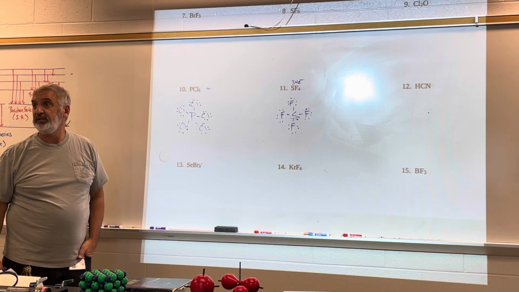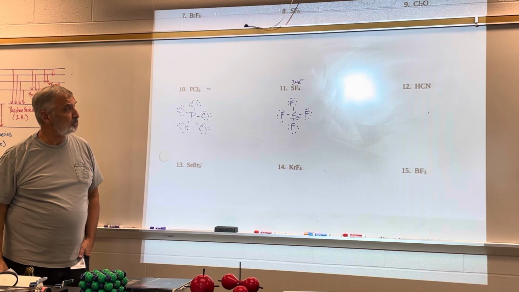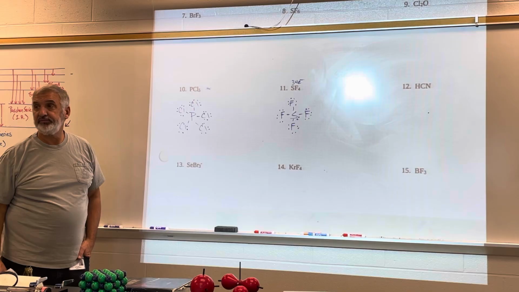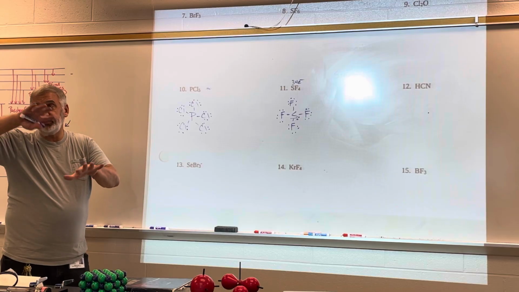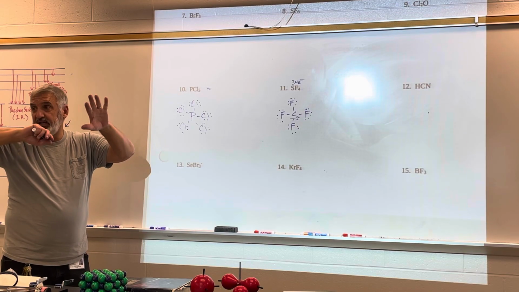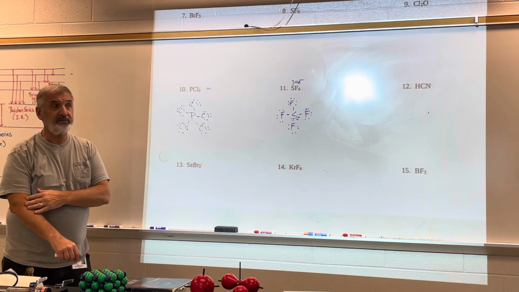Teeter totter. Yes, ma'am. Is it incorrect if you draw the bottom F slightly angled so that you can fit the other 2 electrons there? Absolutely not. That's 100% fine. Again, it doesn't matter how you locate them. You just have 4 single bonds with a lone pair on the central atom.